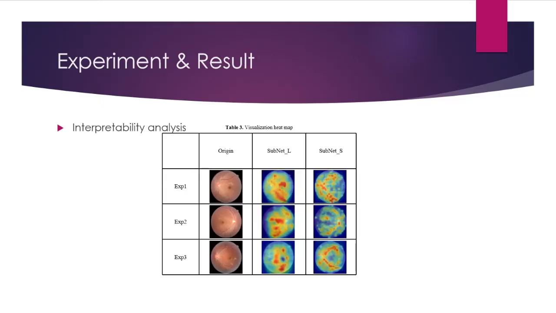At the end of the experiment, we also visualized the interpretability analysis of the neural network. As shown in the table, here are three sets of examples. It can be found that subnet L focuses more on the local overall area of the image, while subnet ACE pays more attention to the local detail area around the vascular.